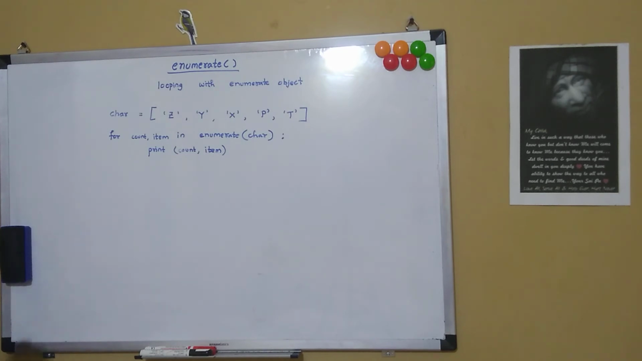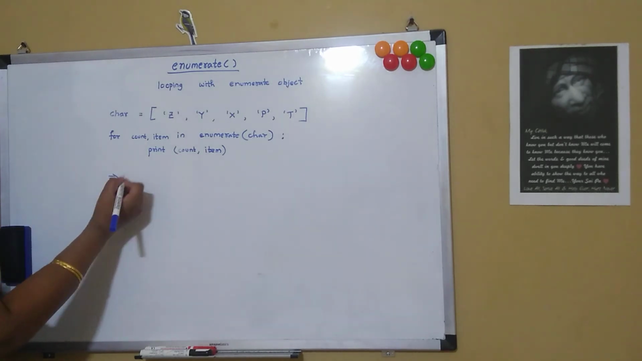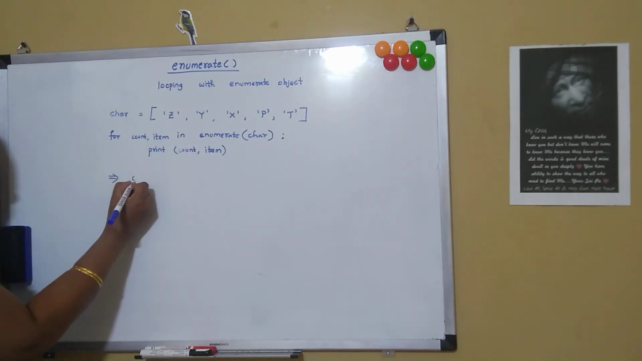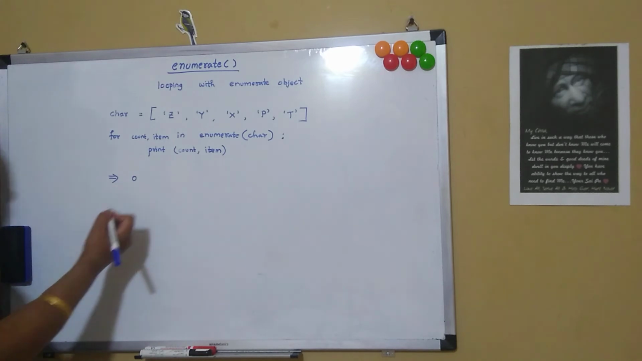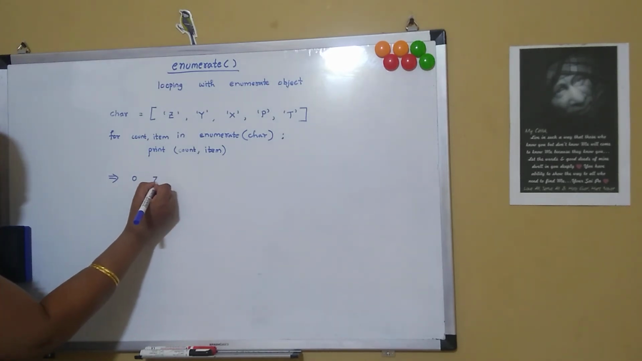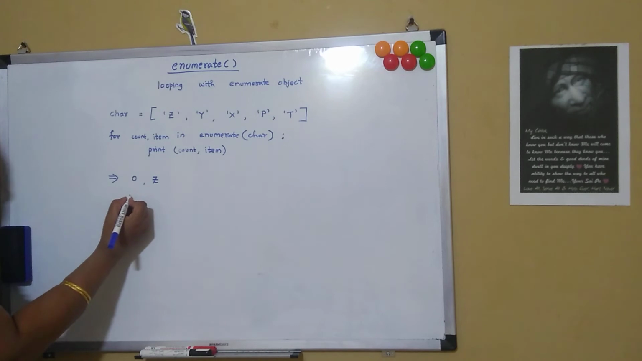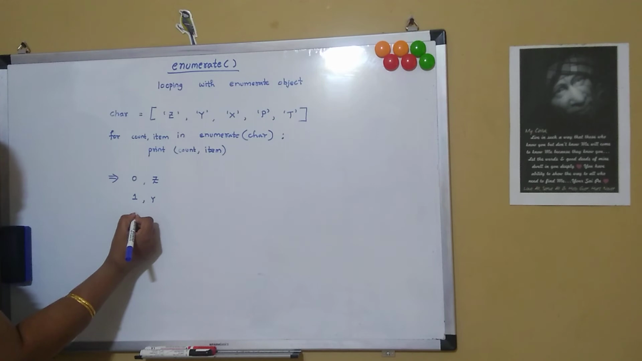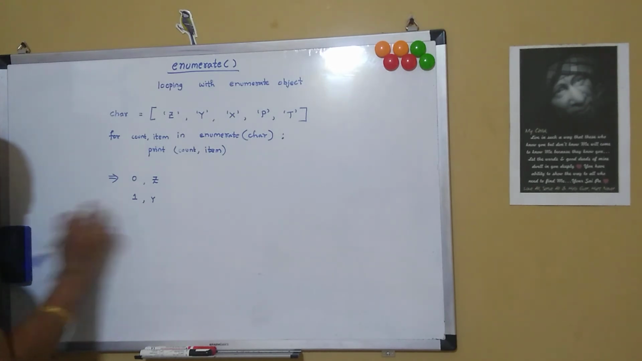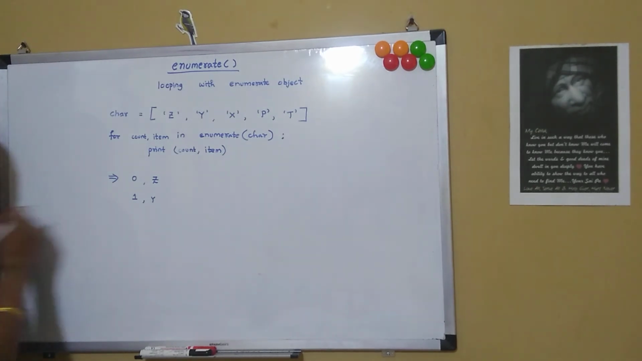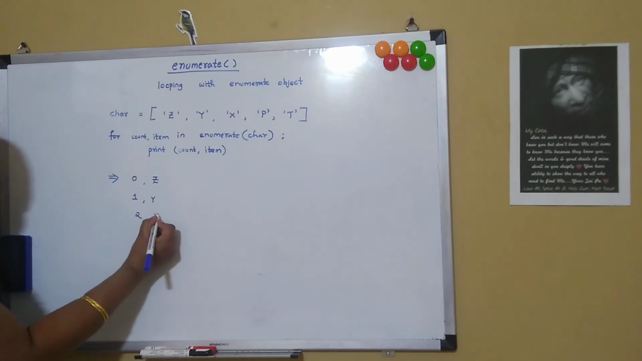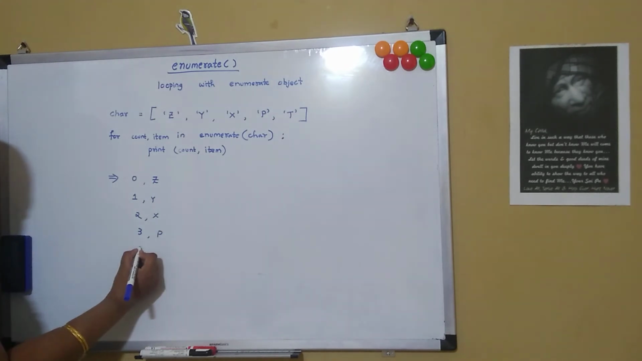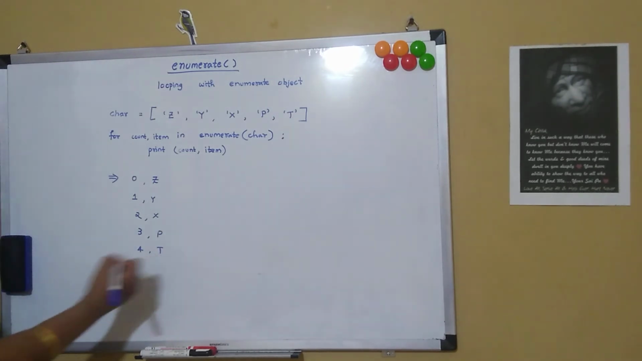Now what will be the output? So count is still the counter, we have not specified the start value. So it will start from 0 and then item is Z. And then counter is 1, item is Y. Counter is 2, item is X. Counter is 3, item is P. Counter is 4, item is T.